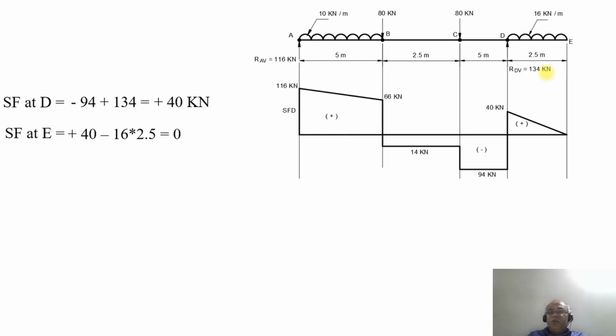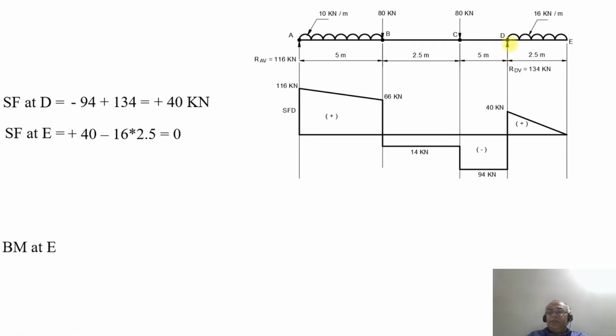So what happens at the point D, which was minus 94 kilonewton, when you are considering the load at the point D, which is acting upwards at 134? Minus 94 plus 134 will be equal to plus 40 kilonewton. So SF rises from minus 94 to positive 40 kilonewton because of the point load at the point D.